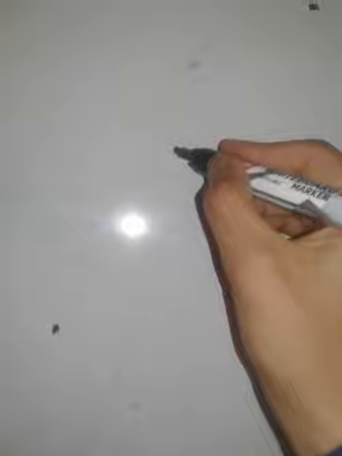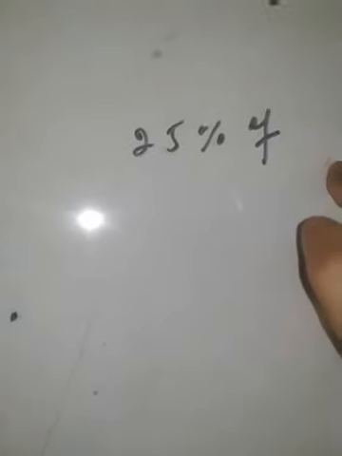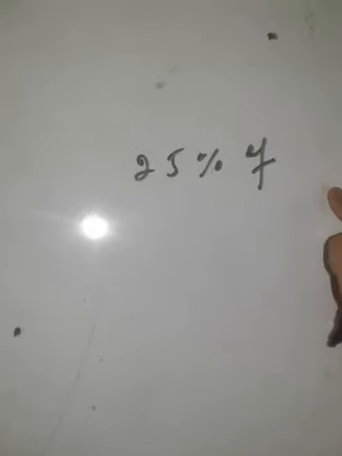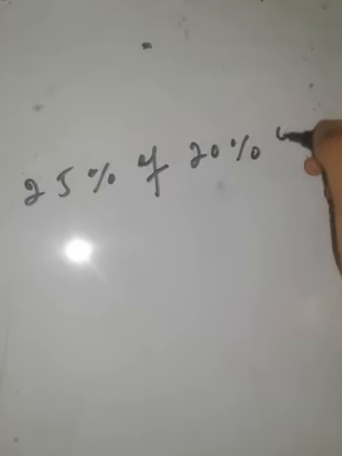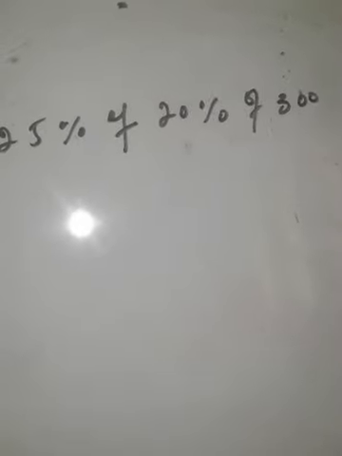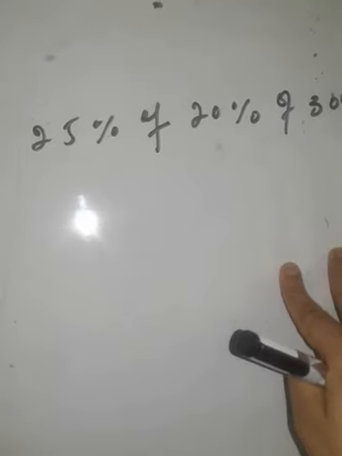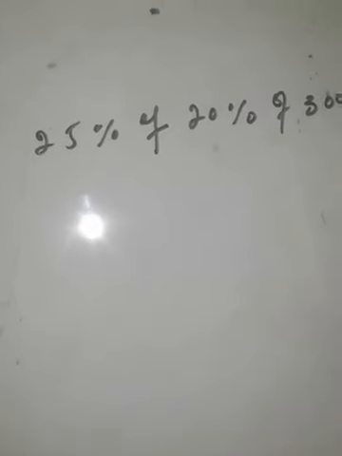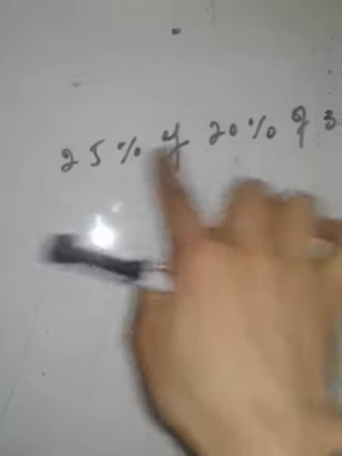So the first question is: find 25% of 20% of 300. Suppose you were asked to solve this question. It is very simple. Before knowing the percentage table, it would have looked very difficult to you. So what you will do is, in the previous lecture we did the percentage table.